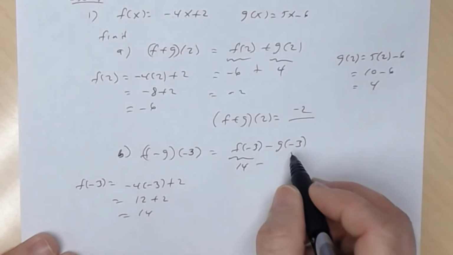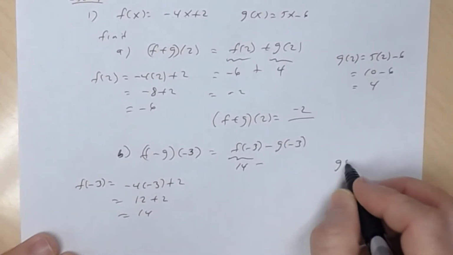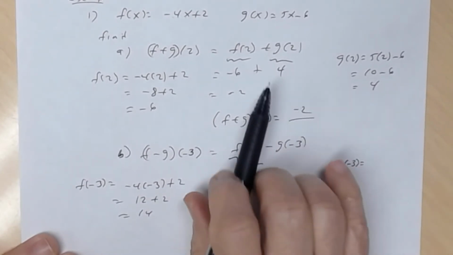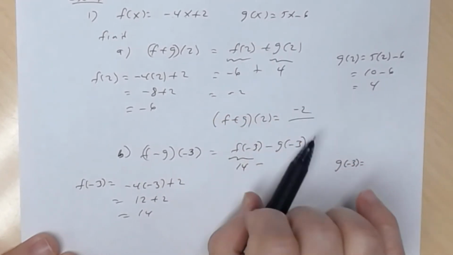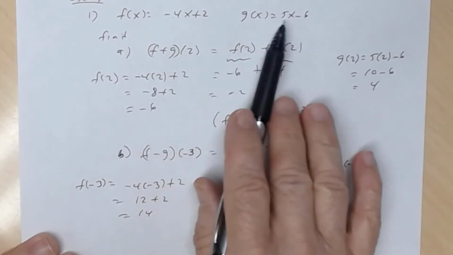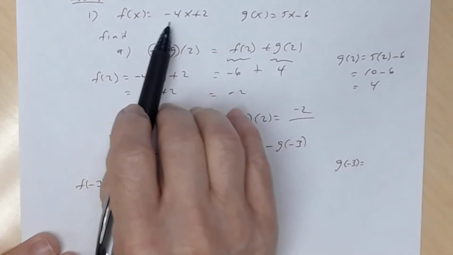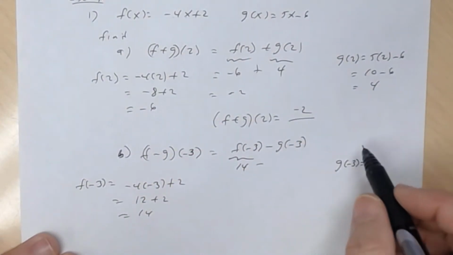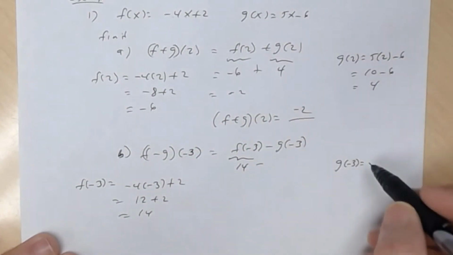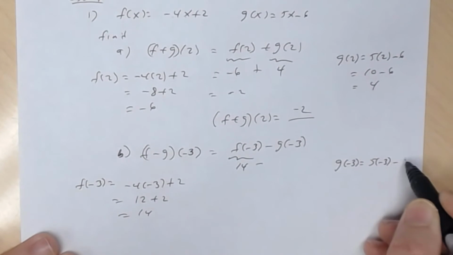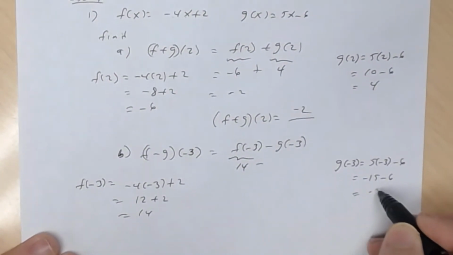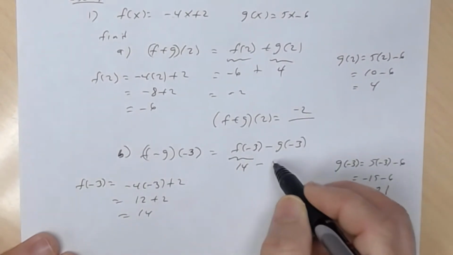Now I've got to find g of negative 3. Well, for g of negative 3, you've got to go to function g this time. So be careful, because it's sometimes very easy to forget which one you need. So this is g, I've got to use g. So it'll be 5 times negative 3 minus 6. So that's negative 15 minus 6, which is negative 21.